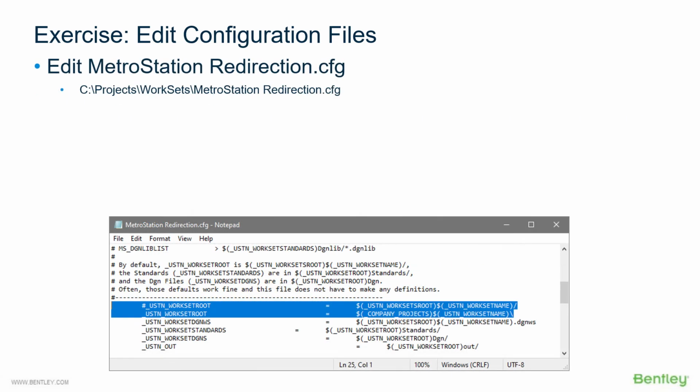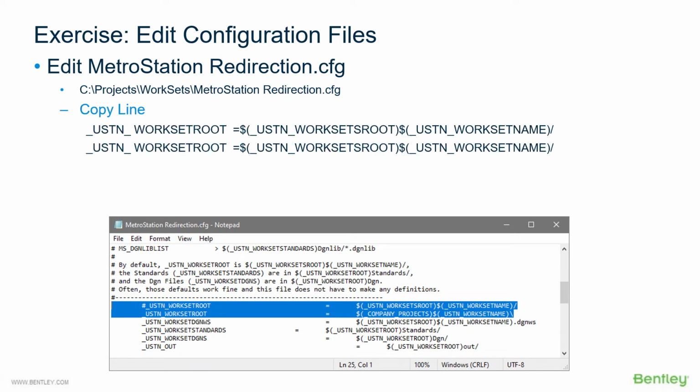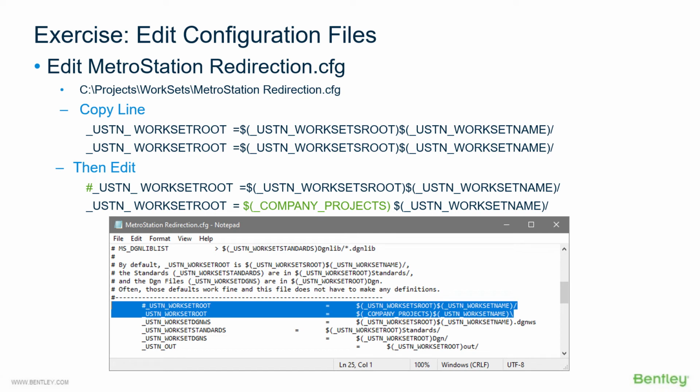The next thing we need to do is edit the MicroStation redirection CFG file. This is in the new WorkSets folder called MicroStation Redirection CFG. This is a little bit more detailed in its steps. We want to copy the line WorkSet root to a line below it. We will then edit these two lines. On the first line, add a pound sign to comment it out. This will disable the processing of that line.